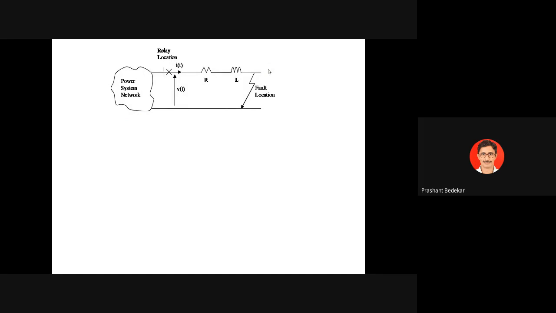Simple. I have taken a simple system, lumped series representation, R and L. At present, I am neglecting C. In case of pi representation, you will have to take half of C on the left side and half of C on the right side. There is a fault. The voltage can be represented as R i_k plus L di_k by dt, that is, R i plus L di by dt.